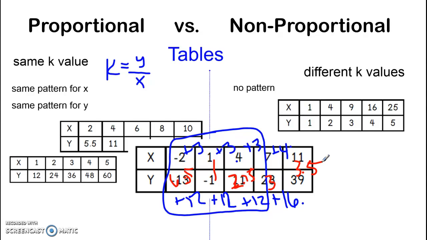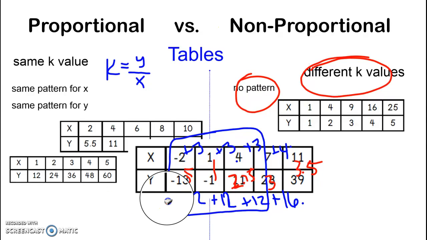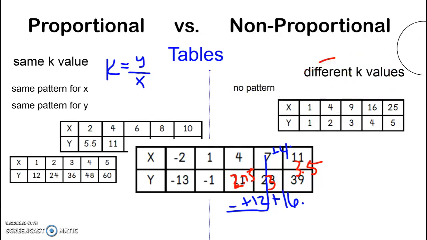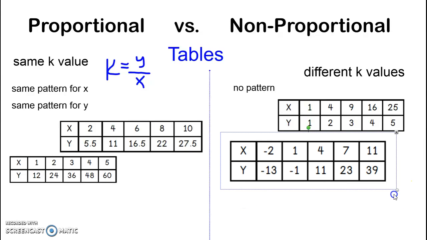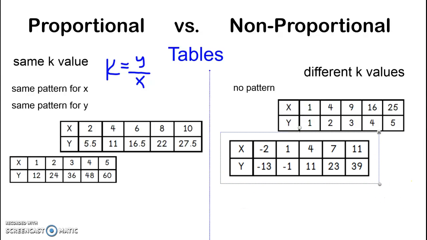So this was no pattern and different K values. So this table is going to get kicked over to the non-proportional side. So the biggest things are to make sure that you've got the same K value throughout the whole table, or you have a pattern that's consistent for y's and x's.